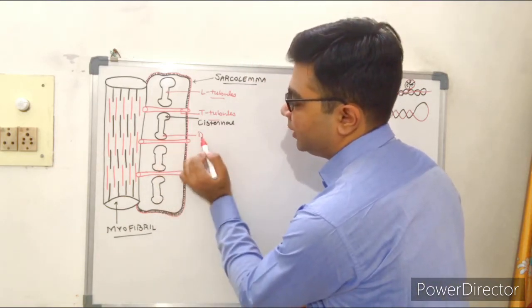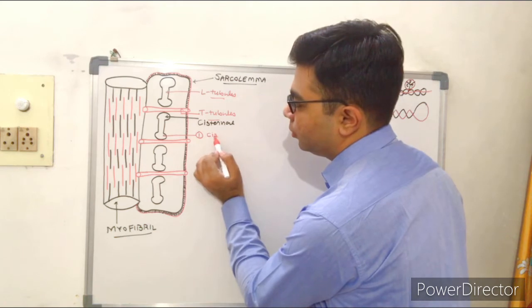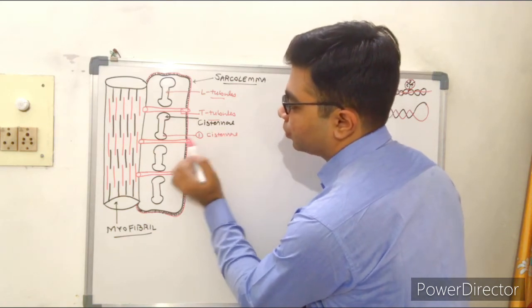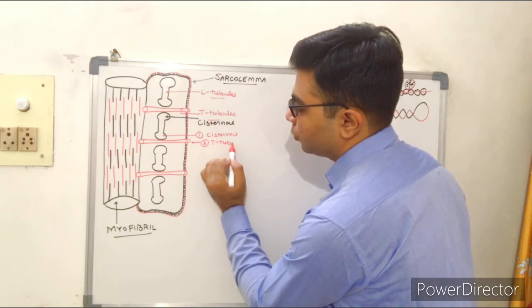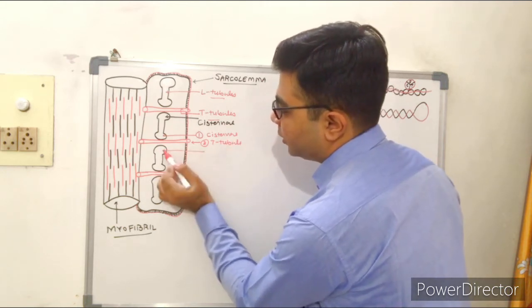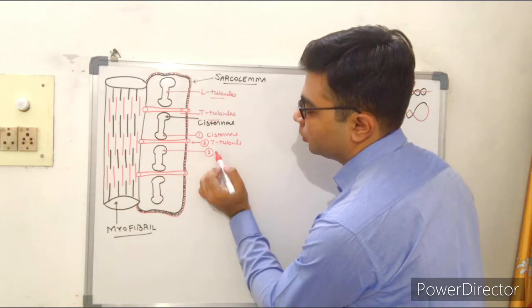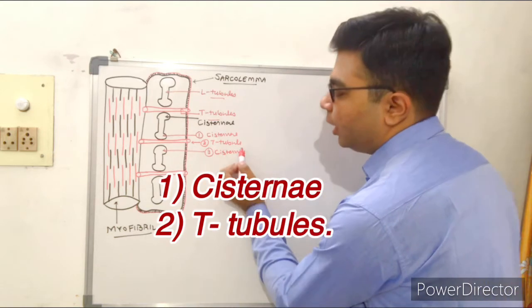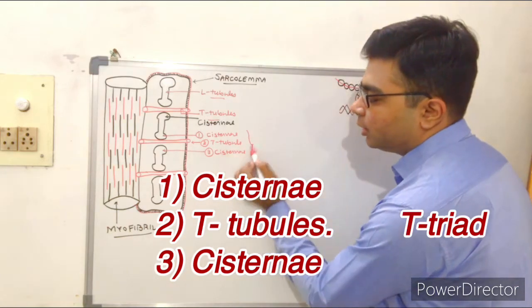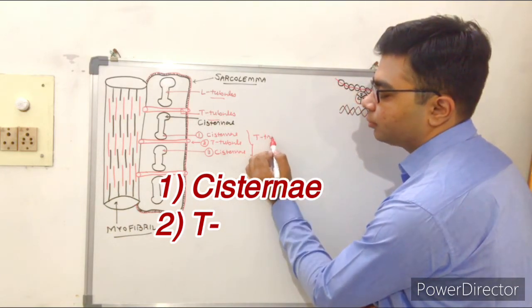So number one is cisternae, then comes the T-tubule, and then again cisternae. So two cisternae and in between T-tubule, this is known as a T-triad.